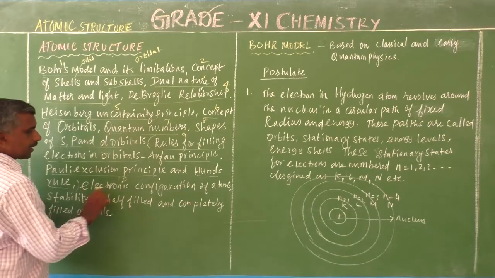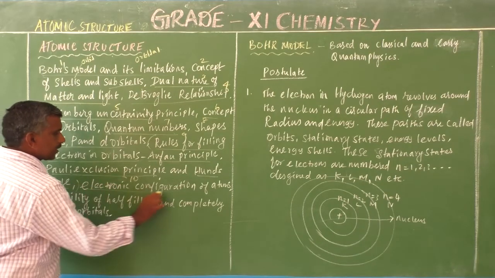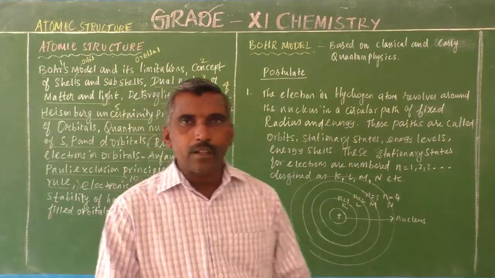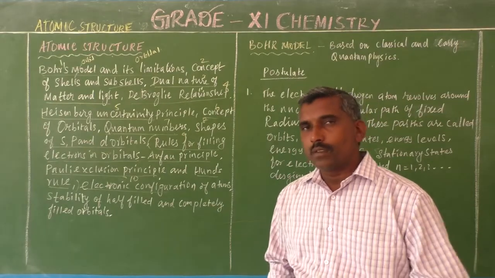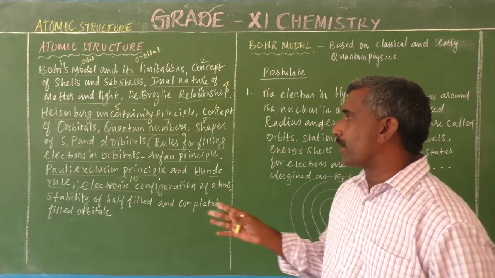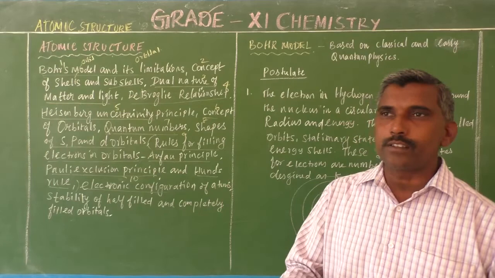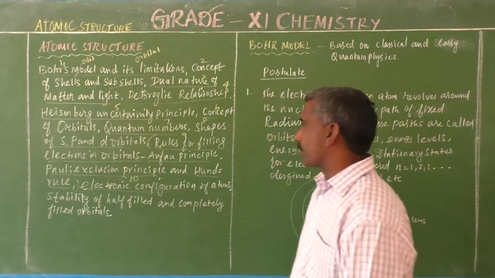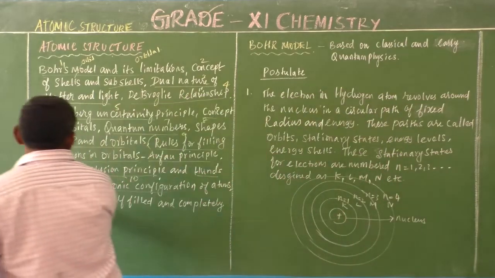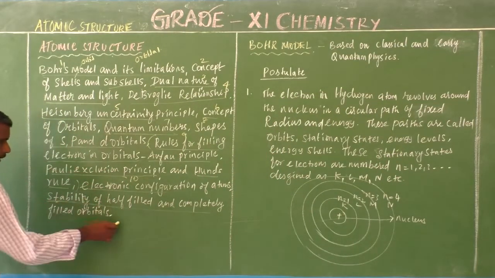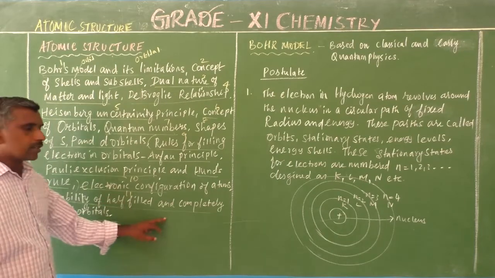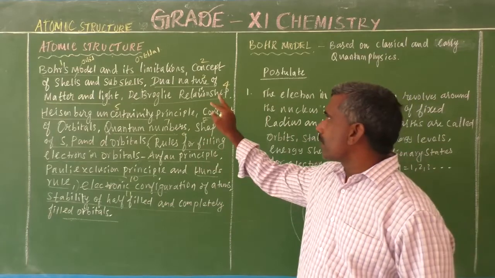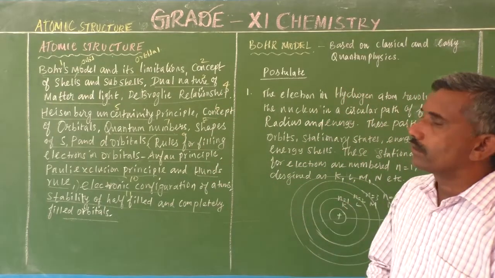Now, the tenth topic is the electronic configuration of atoms. In 9th standard you studied electronic configuration, such as sodium 2, 8, 1 in K, L, M shells. Here it is entirely different, involving orbitals. That is the electronic configuration of atoms. Now, the eleventh topic in the 11th standard atomic structure portion is the stability of half-filled and completely filled orbitals.